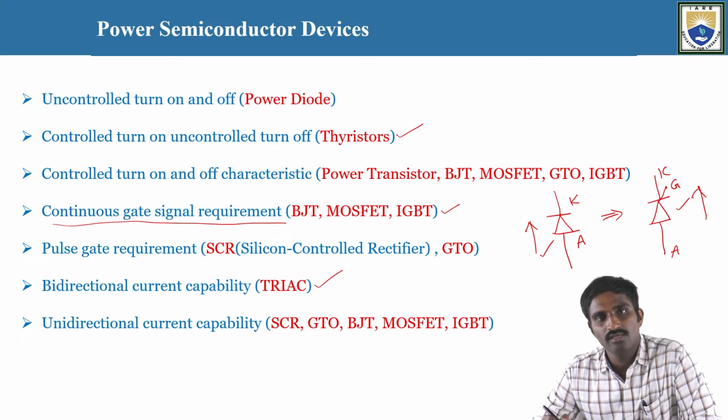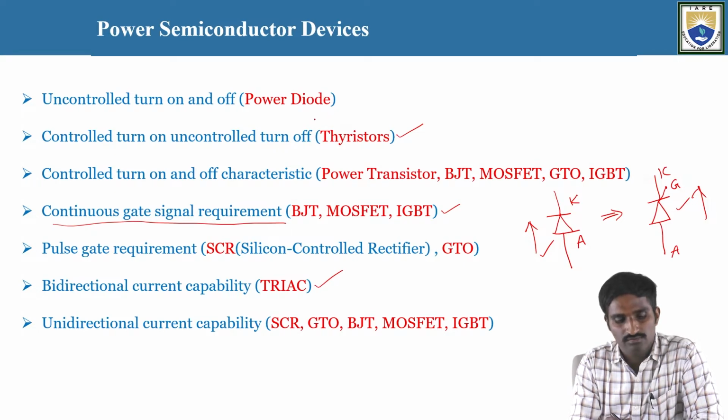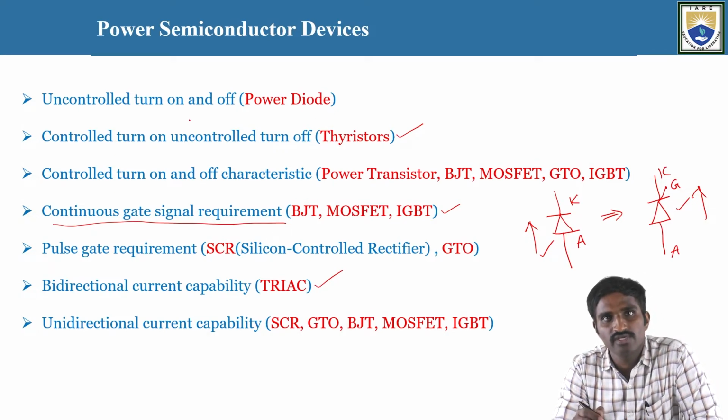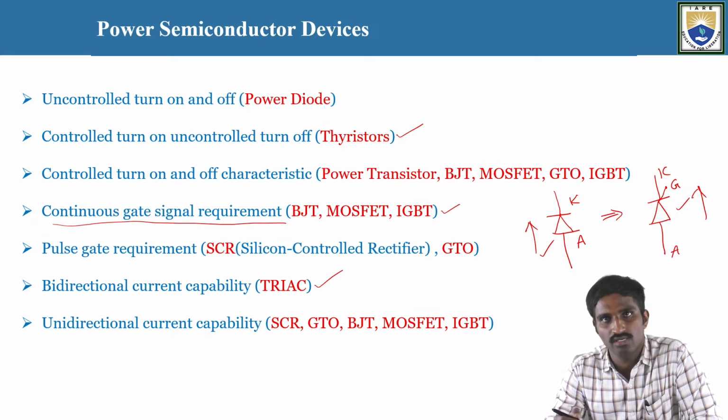Initially, we classified based on controllability, whether it is fully controlled, uncontrolled or semi-controlled. If it is uncontrolled, then the turn-on and turn-off we cannot control. For semi-controlled, we can control only the turn-on, as I have mentioned here. And if it is fully controlled, again here, both turn-on and turn-off we can control. That's why it is fully controlled.